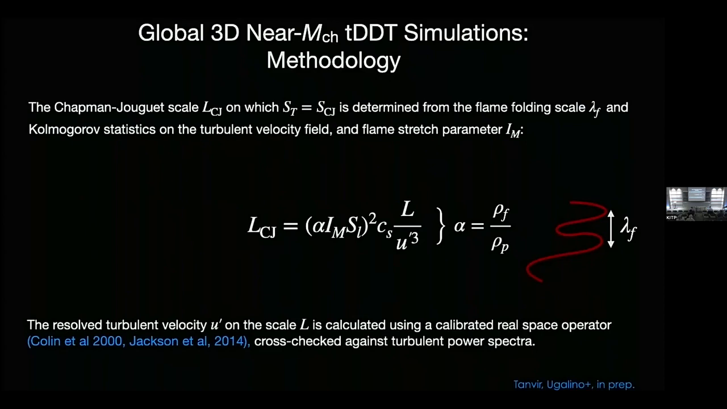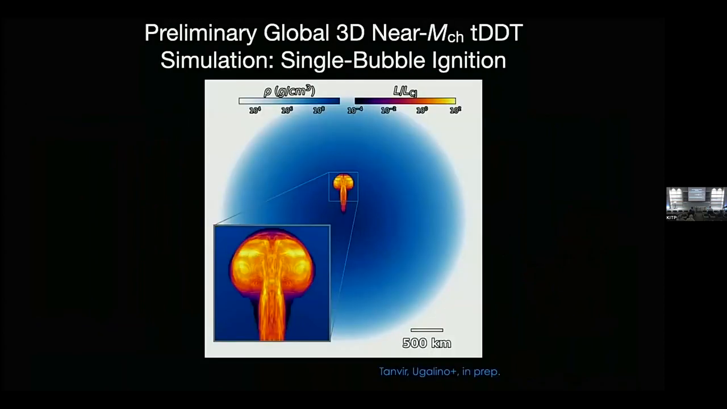And we characterize U prime on the length scale L using a real-space calibrated operator. By the way, that L over U prime cubed is nothing more, nothing less than 1 over the turbulent dissipation for Kolmogorov turbulence. And so that is a scale-invariant quantity for Kolmogorov turbulence. Essentially you can see that the length scale that we're talking about is an intrinsic length scale of the flow.